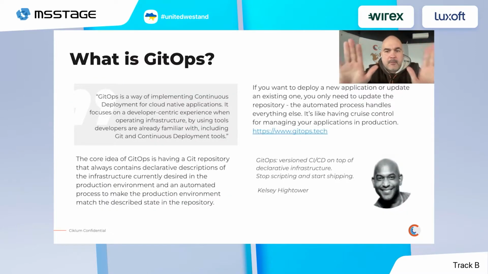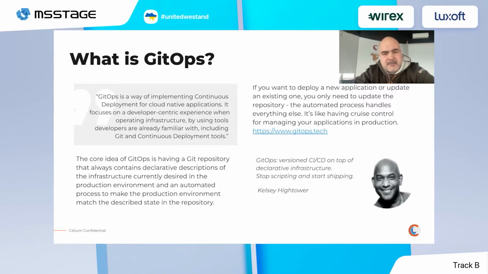Okay, what is GitOps? GitOps is an abbreviation of two words: Git as a version control system and Ops as operation tasks. So, GitOps is a way of implementing continuous deployment for cloud-native applications. It focuses on a developer-centric experience when operating infrastructure by using tools developers are already familiar with, including Git and continuous deployment tools. I was wondering, does this abbreviation have its explanation in a clear format? And found that it is clearly described and documented at www.gitops.tech.